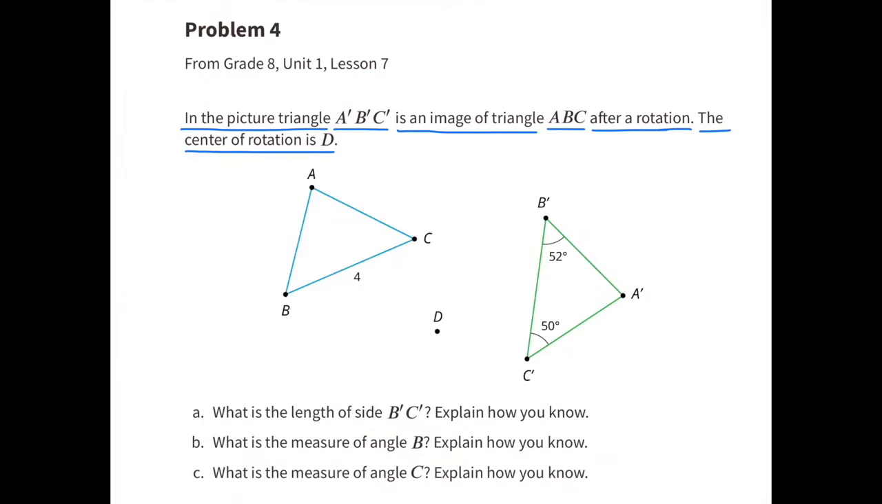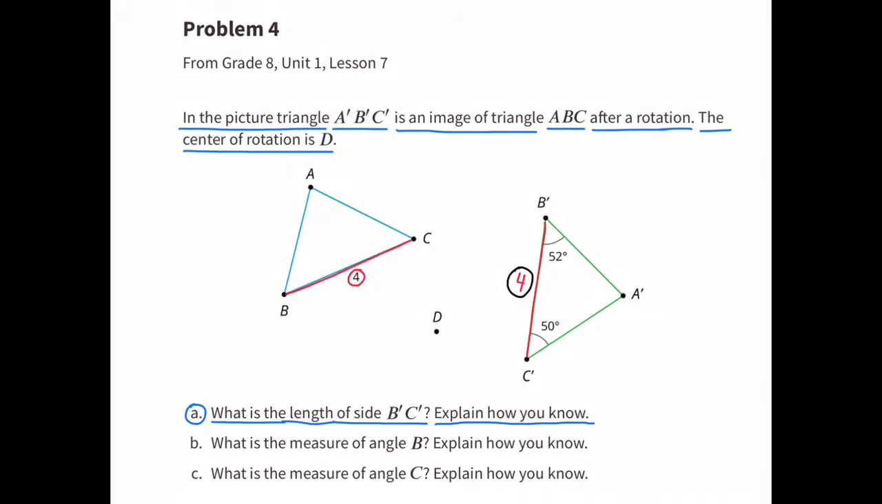Number 4. In the picture, triangle A', B', C' is an image of triangle ABC after a rotation. The center of rotation is D. A. What is the length of side B', C'? Explain how you know. The length of side B' and C' will be the same as the length of side BC. I know that their lengths are the same because side B', C' corresponds to side BC.